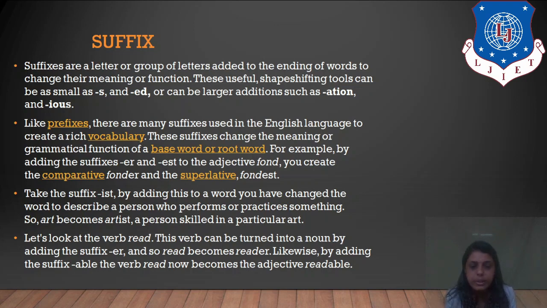Let's look at the verb read. The verb can be turned into a noun by adding a suffix like er, reader. So it is changed to noun. When you add er to a word, it is changed to noun. Likewise, by adding the suffix able, the verb read now becomes an adjective. So when you add able to a word, it becomes adjective. Readable, capable.